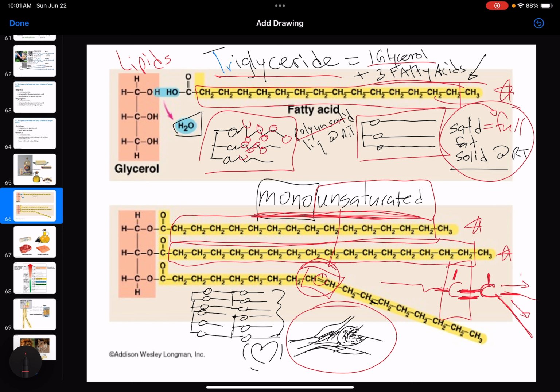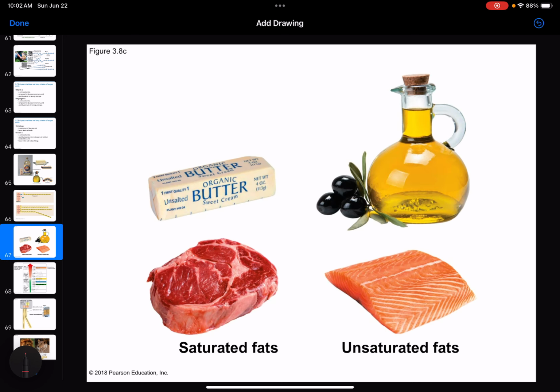Right? Every one of these bends represents where a double bond has produced the bend. That would be polyunsaturated. So take a look at the lipids that you have in your kitchen. Look at the breakdown. They'll tell you polyunsaturated, monounsaturated fat. It'll tell you the percentages of each. Okay, there are variations to this.